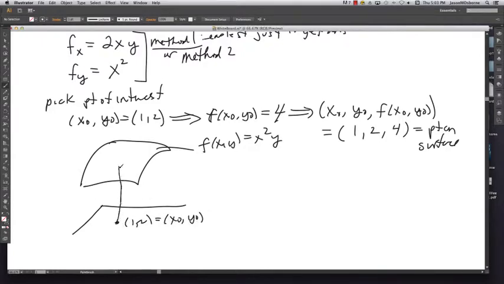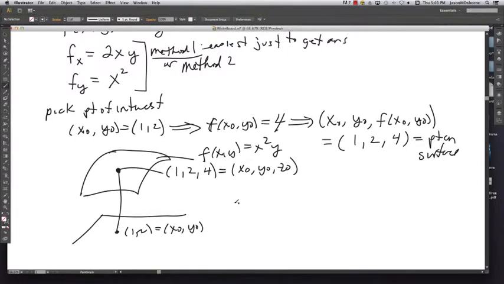All I did is I've evaluated my function at that point. So we have 1, 2, 4. This is our point x naught, y naught, z naught. Okay. Now observe the following.